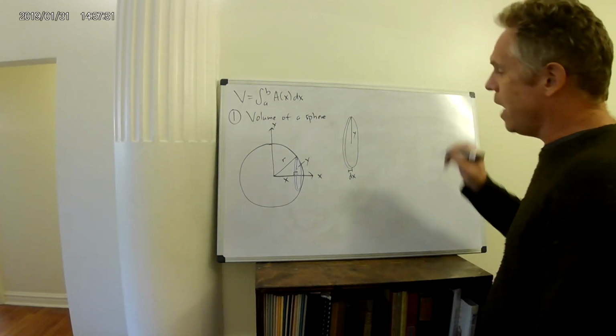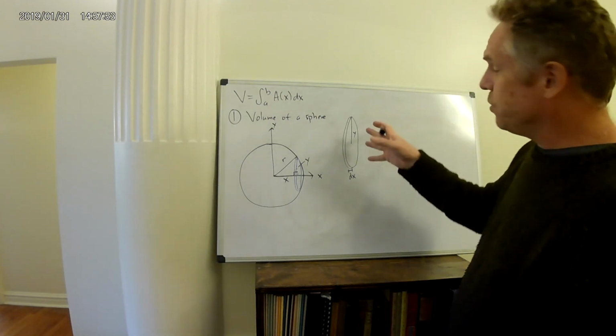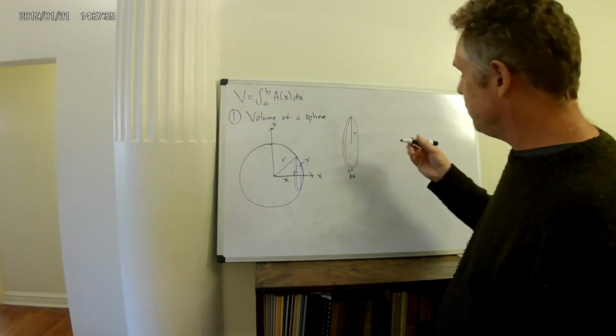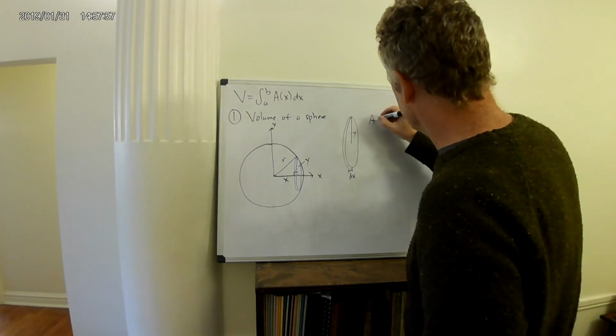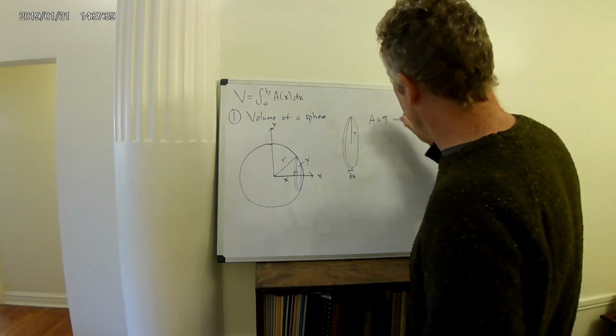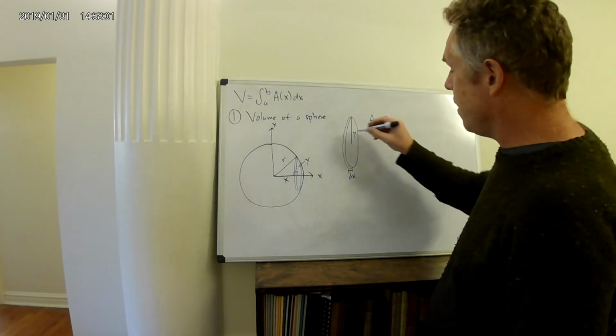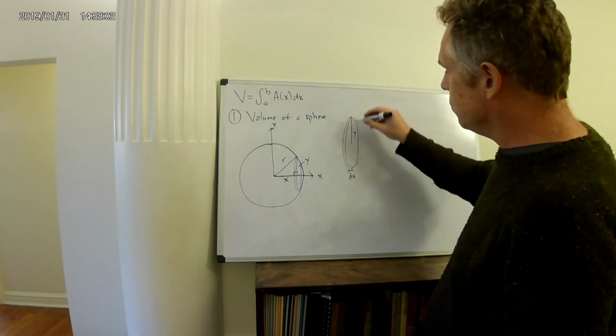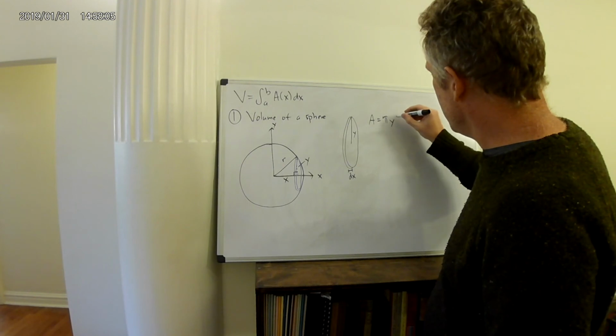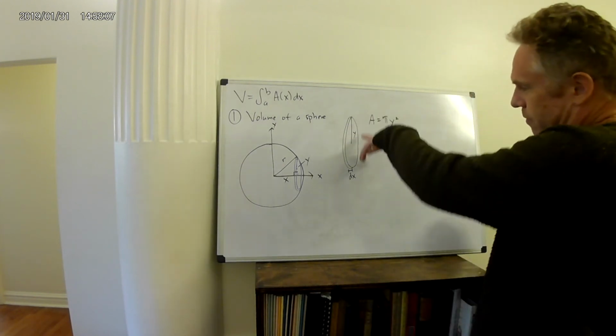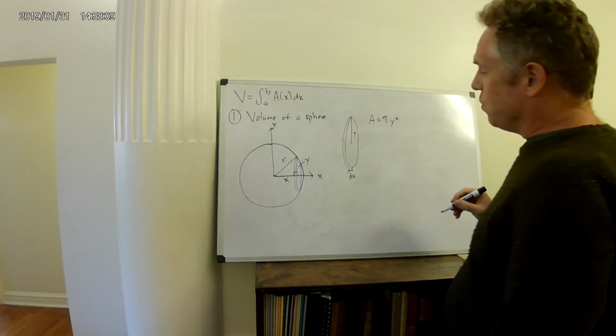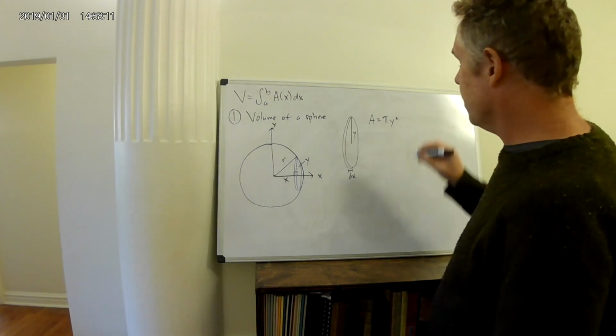Okay, what is the area of this disk, of the cross-sectional area? What is the area of the face of this disk? Well, the area is simply pi r squared, right? Pi r squared, and in this case, the radius is y. So the area of the face of this disk is pi y squared, and the thickness is dx, okay?